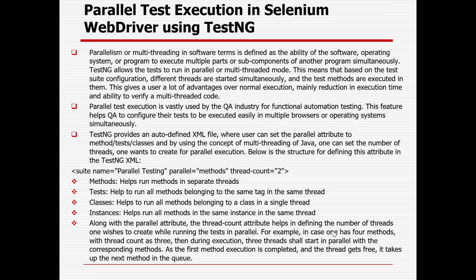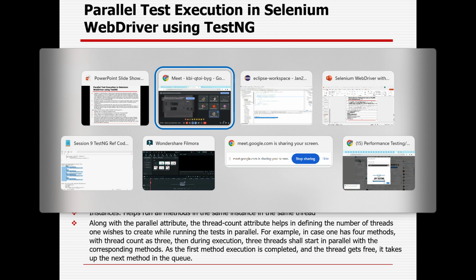So TestNG provides an XML file, which is nothing but the testng.xml file, where the user can set the parallel attribute to method, test, or classes level. And by using the concept of multi-threading of Java, one can set the number of threads one wants to create for parallel execution. So let's see how we can implement parallel testing.